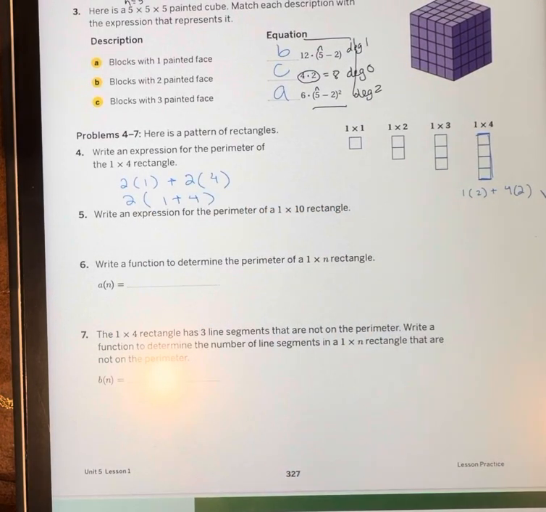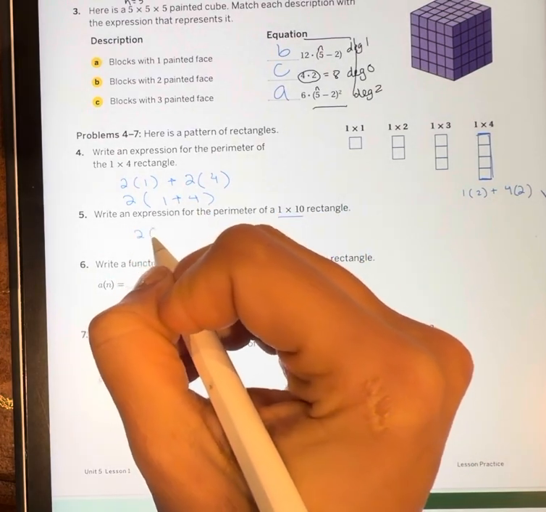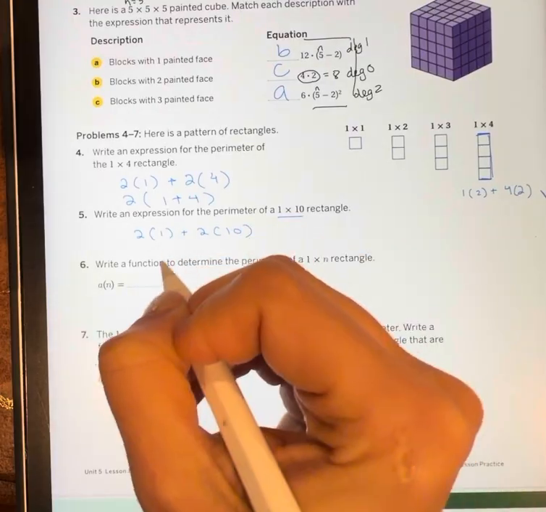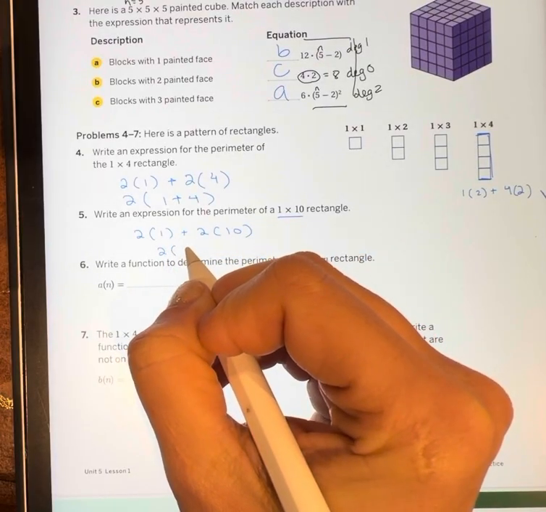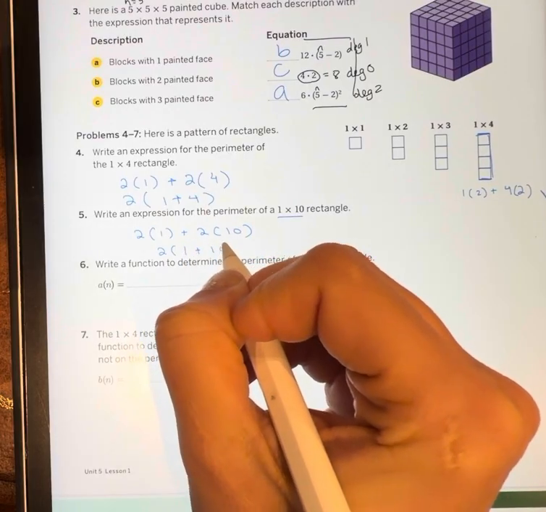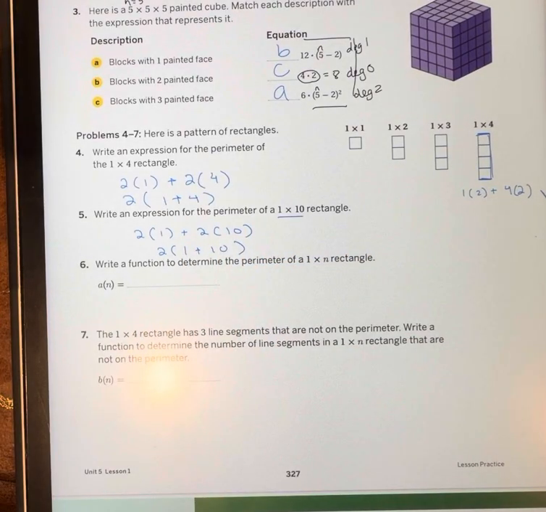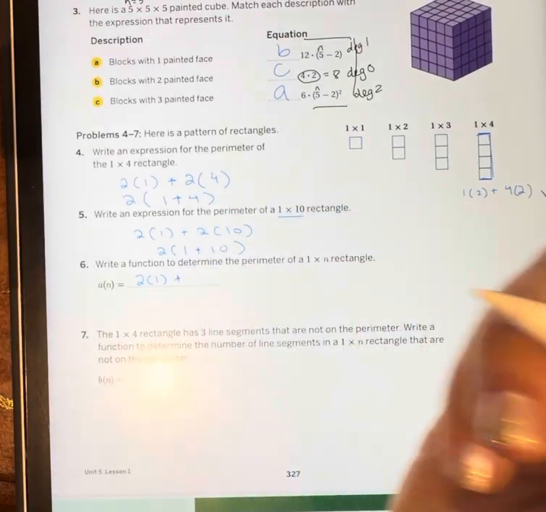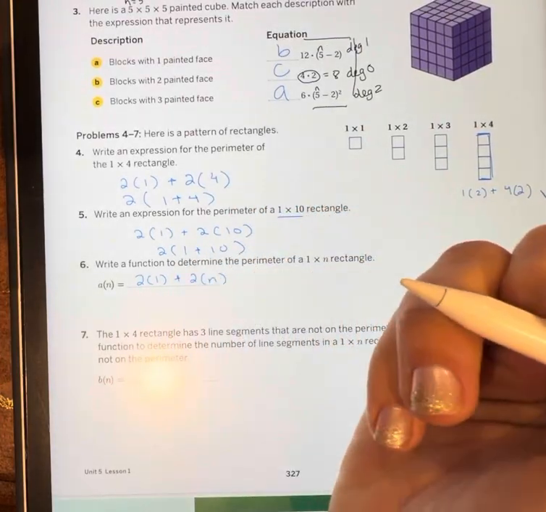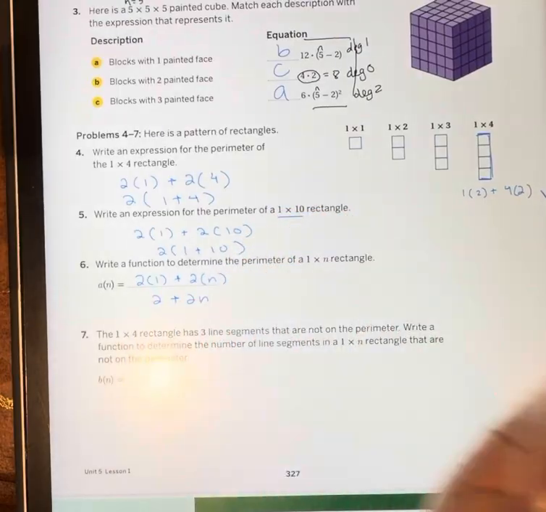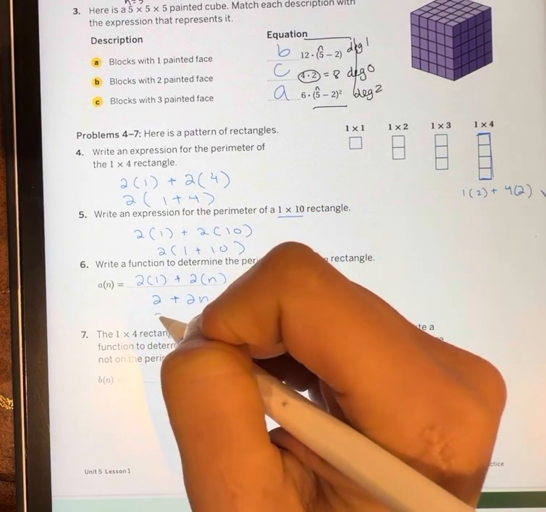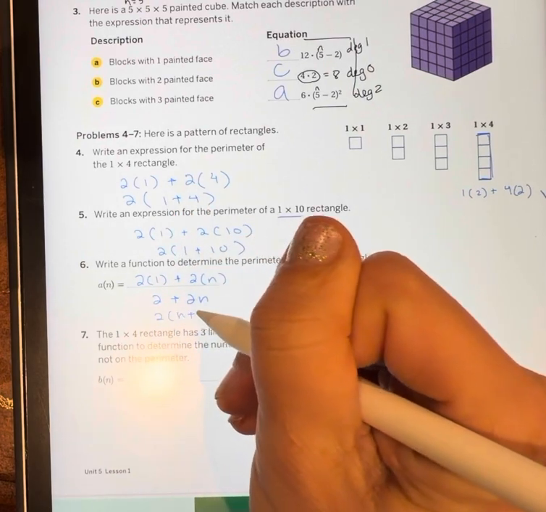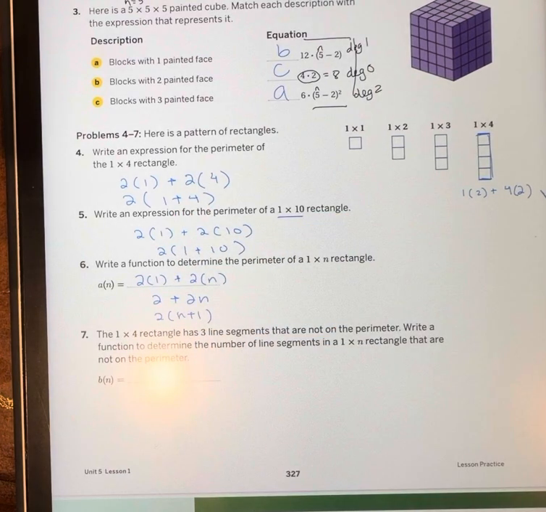But using those expressions, we can do it for a 1 by 10 without drawing it and looking at it that way. So we could do 2 times 1 plus 2 times 10, or you might just go straight to 2 times 11, or 1 plus 10. So now let's write a function to determine the perimeter of a 1 by n rectangle. So that would be 2 times 1 plus 2 times n. And we could write this nicer, 2 plus 2n. That works. Or if you did this one, it would be 2 times n plus 1. All of those are okay.